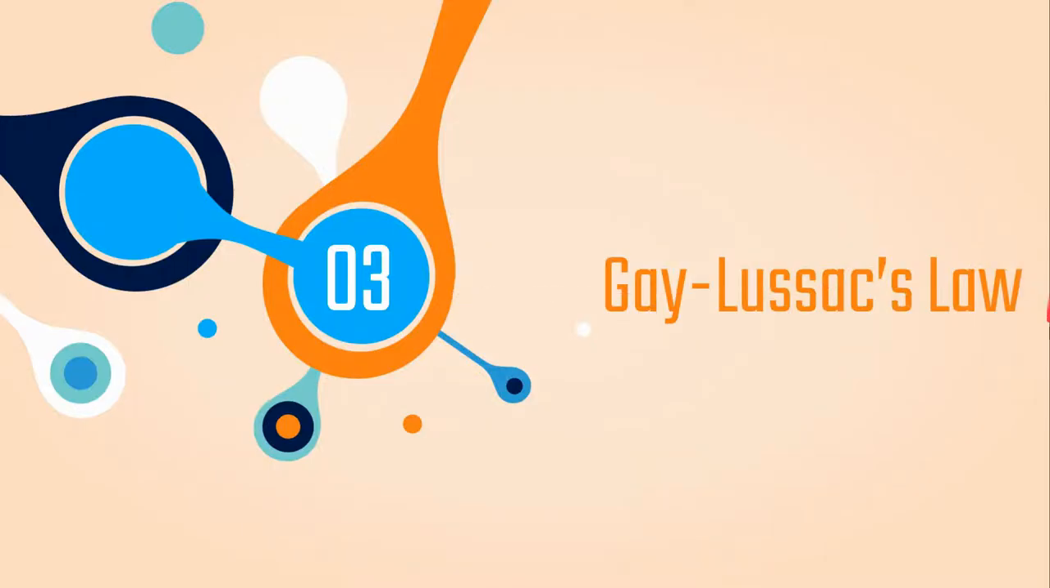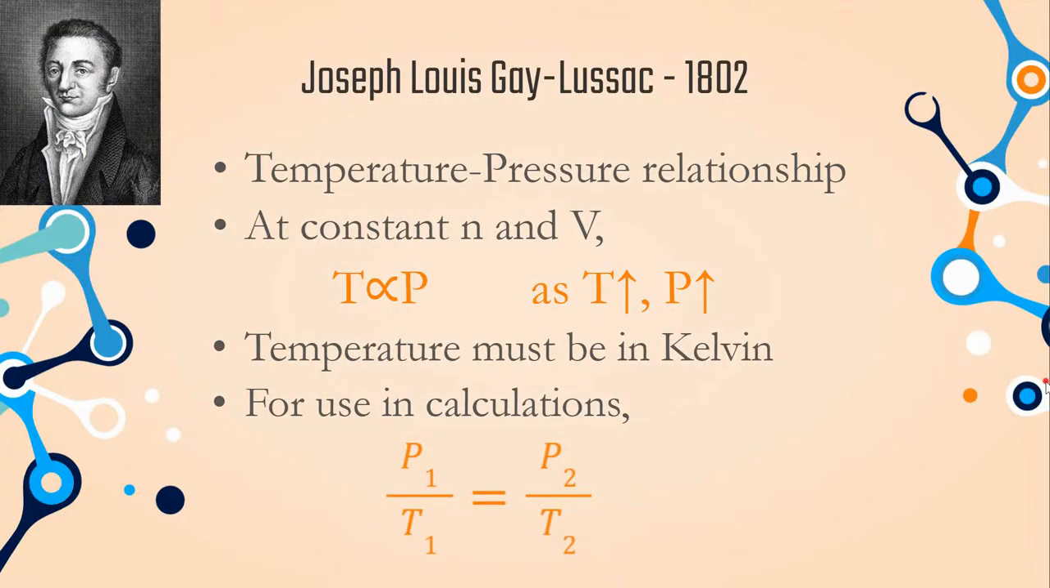Now, our last law that we're going to look at mathematically is Gay-Lussac's law. Gay-Lussac's law is very similar to Charles' law, but it relates temperature and pressure. It says that if we have a constant number of gas particles and volume, the temperature is proportional to pressure. As temperature goes up, pressure goes up as well. For this law, temperature must also be in Kelvin.